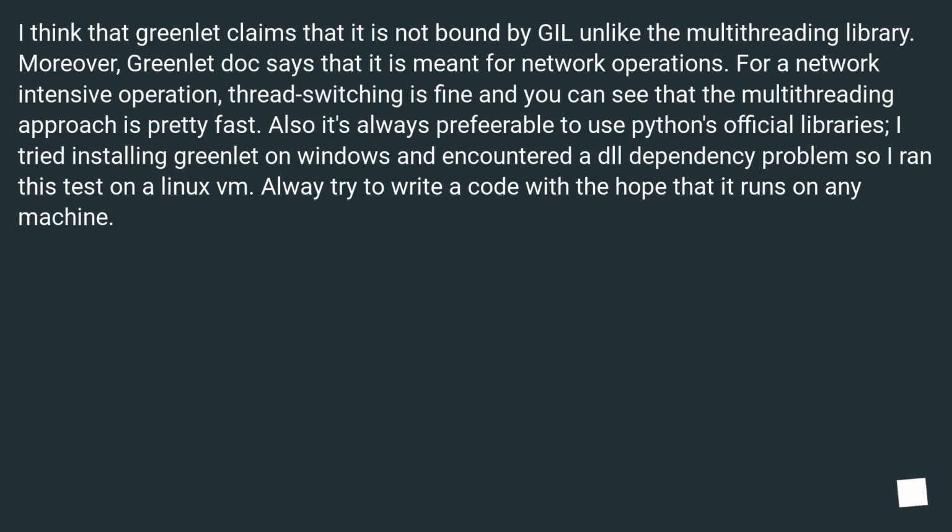I think that Greenlet claims that it is not bound by the GIL, unlike the multi-threading library. Moreover, the Greenlet doc says that it is meant for network operations. For a network-intensive operation, thread switching is fine, and you can see that the multi-threading approach is pretty fast. Also, it's always preferable to use Python's official libraries.